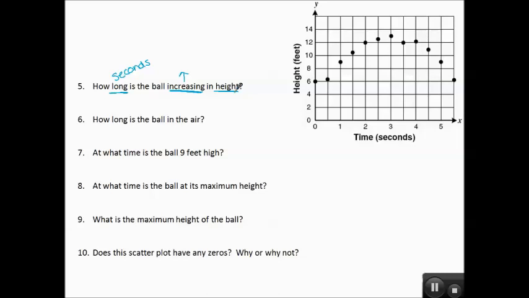I start here. My ball, when it was thrown, is increasing till about here, and then you can notice it starts decreasing. The ball is now coming down. So from here to here, my ball is increasing. So how much time has passed? From 0 seconds when I threw it all the way over here till 3 seconds. So the ball is increasing for 3 seconds.